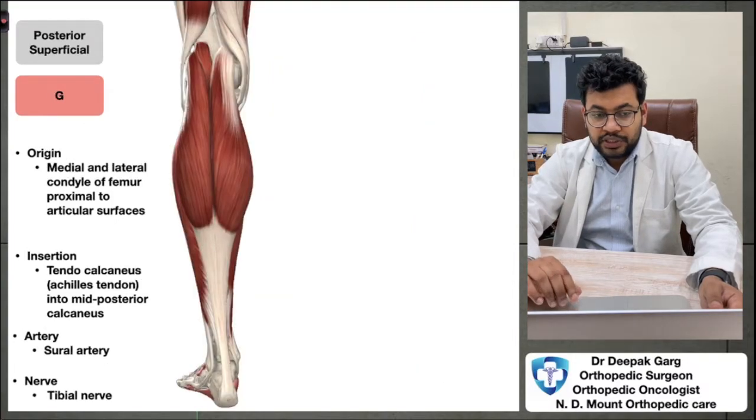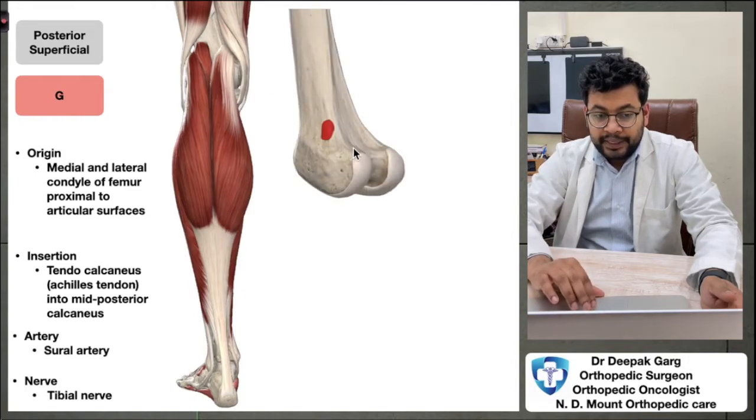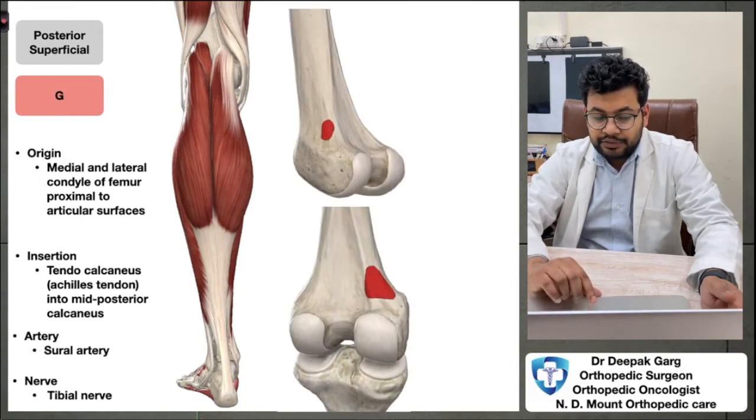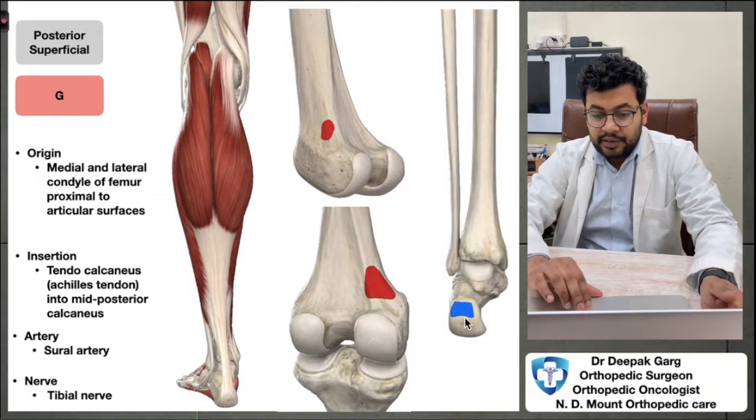Then we have the posterior superficial compartment, which assists in knee flexion as well. So we have the gastrocnemius muscle, which has two heads, with origin from the medial and the lateral condyle of the femur proximal to the articular surface, and the two heads will join and form the tendo Achilles, which will then go and insert at the calcaneal tuberosity.